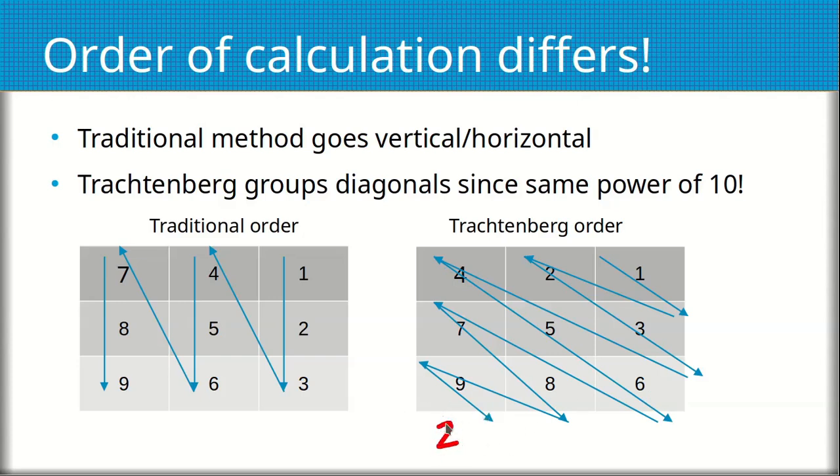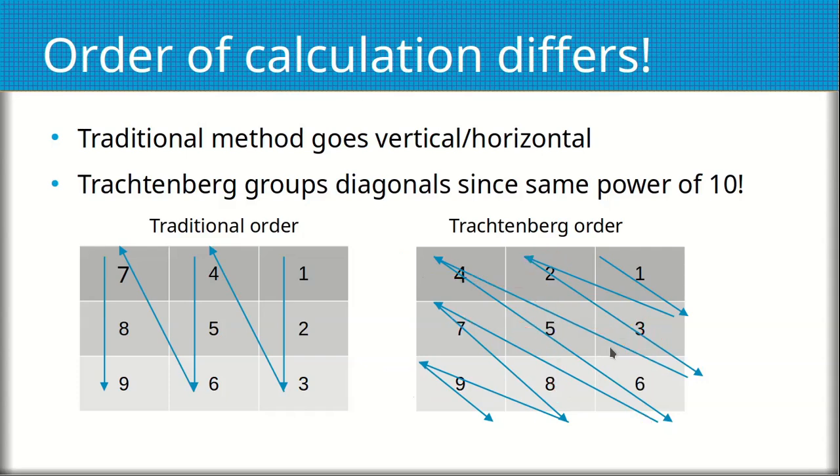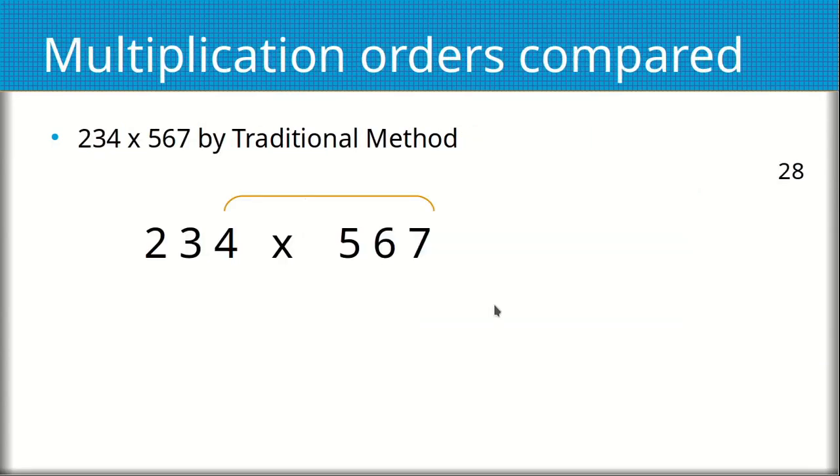So the power of 10 to the 2, power of 10 to the 1, power of 10 to the 0 number digit. And if you do the same here, 0 plus 1, you can get 0 plus 1 there, and you can get 0 plus 1 there. So that means this cell and this cell have the same power of 10, right?